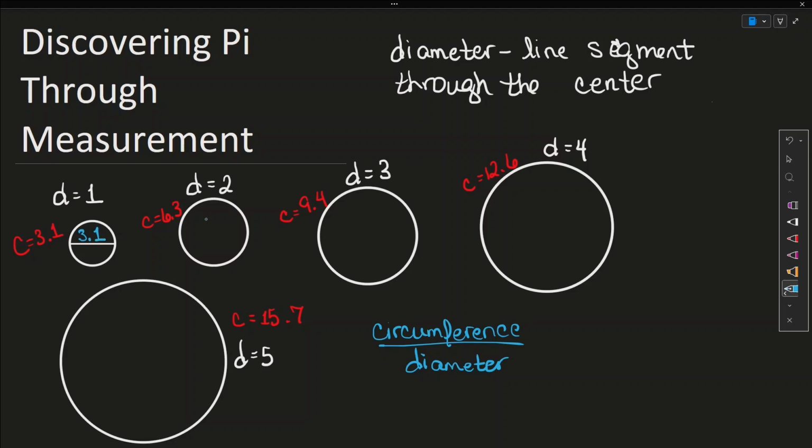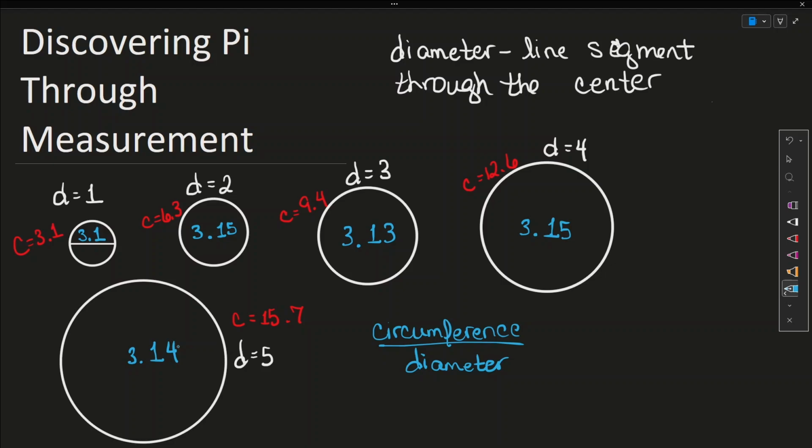For our second one, 6.3 divided by 2 is 3.15. Our third one, 9.4 divided by 3 is approximately 3.13. 12.6 divided by 4 is approximately 3.15. And then 15.7 divided by 5 is 3.14. And all 5 of these numbers are approximations of pi.